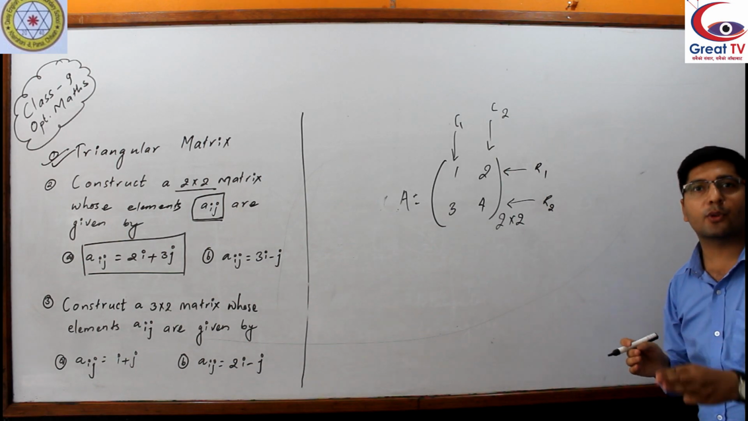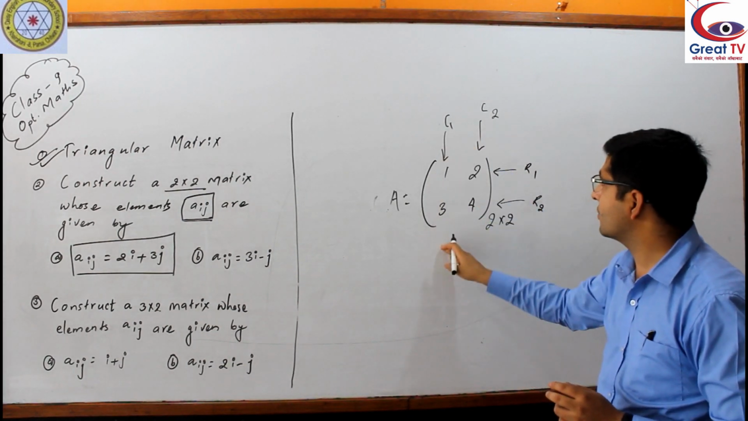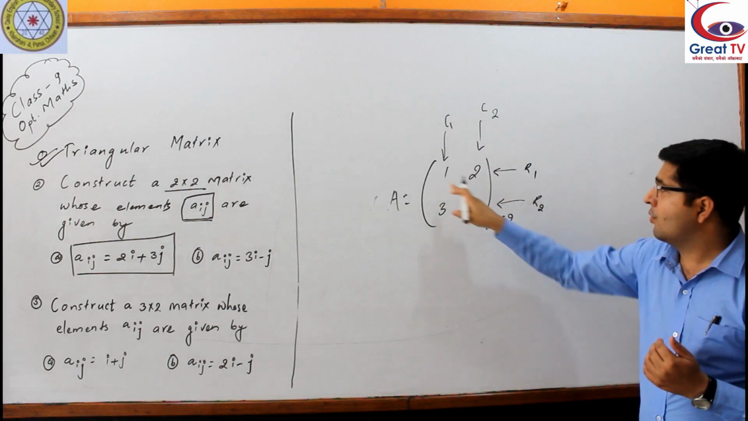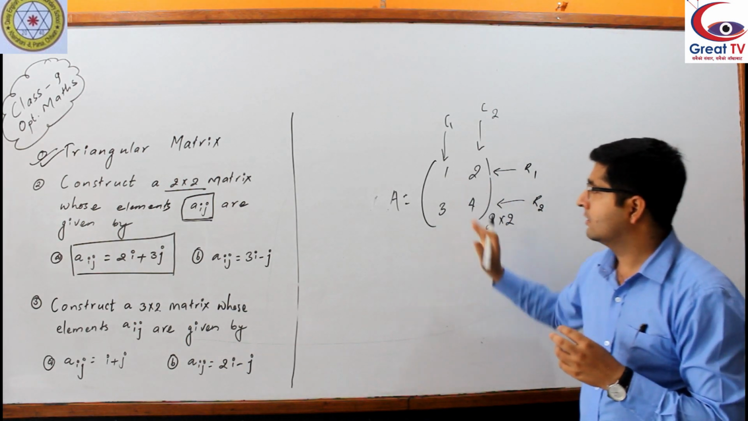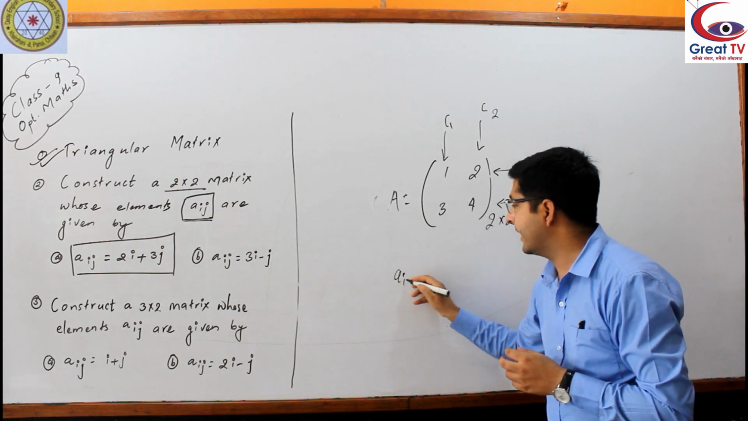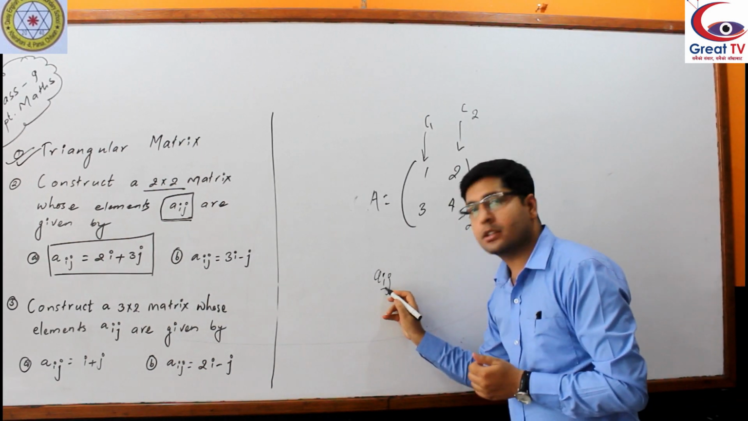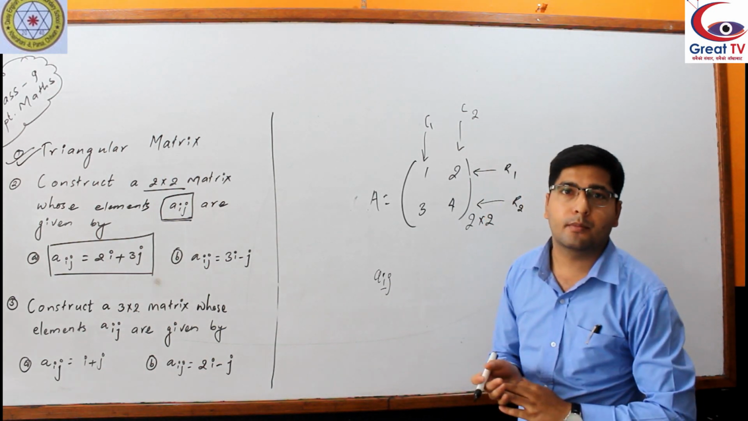We have 2 rows and 2 columns: first row, second row, first column, second column. Now, you can represent every entry of this matrix: 1, 2, 3, 4. You can represent every entry of this matrix in the form of aij.